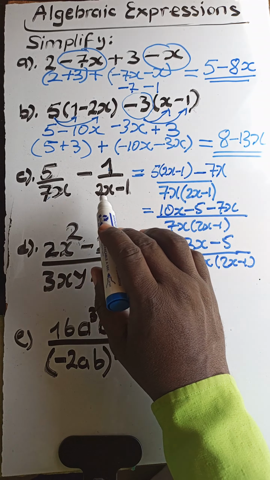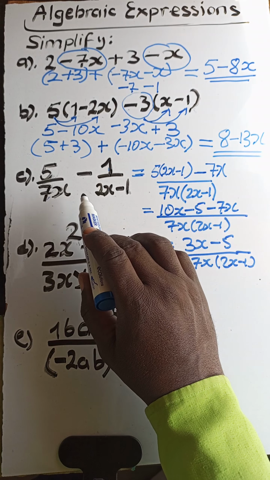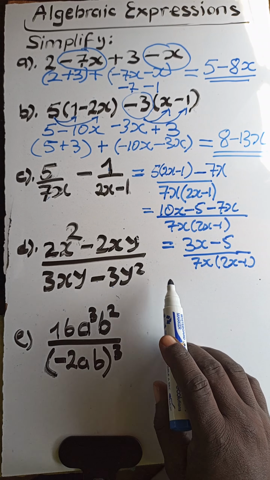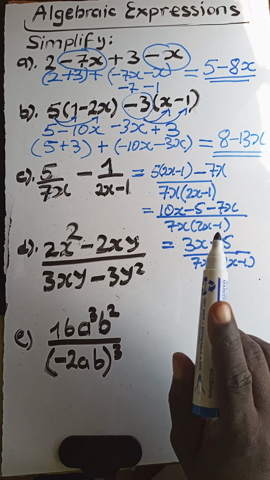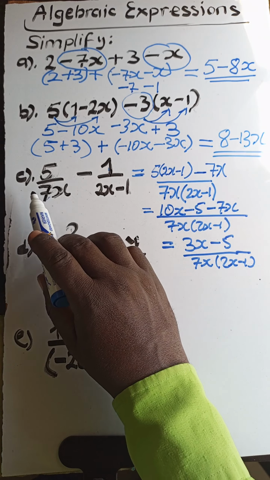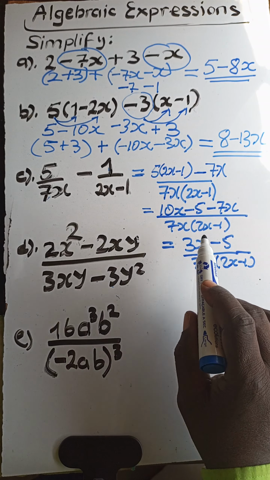Another way of asking the same question will be, write this expression as a single fraction. Here we had two different fractions. Now finally we have just one fraction. So we have written this rational expression made up of two fractions into a single fraction.